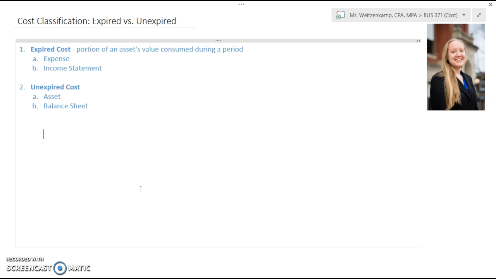So that is going to show up on the balance sheet as an asset. So an unexpired cost is the portion of the asset's value that is going to have some value in the future. It is not consumed during the period. It's going to be consumed in a future period.